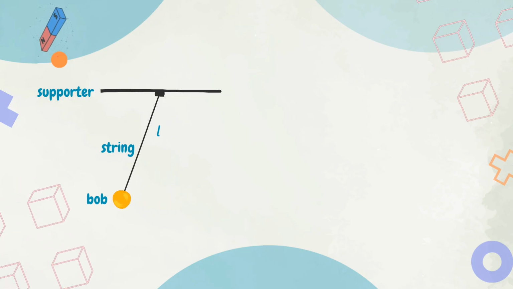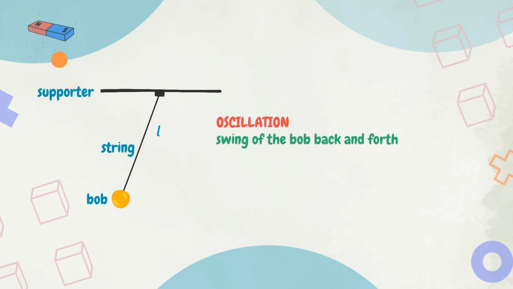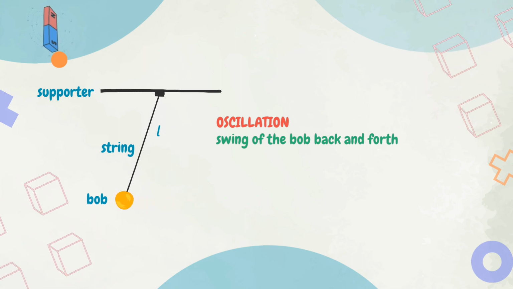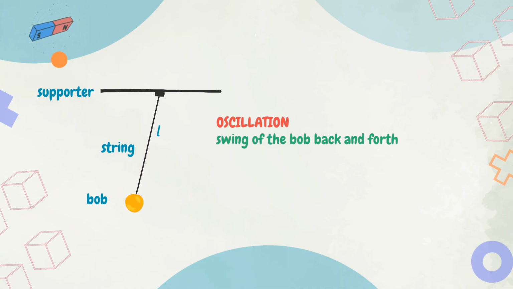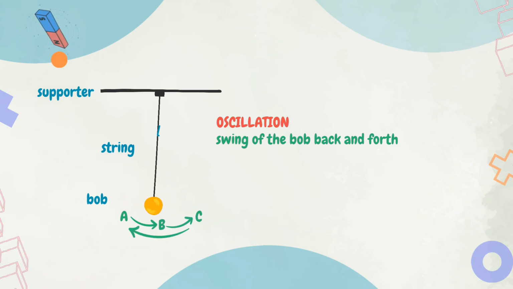The first term is oscillation. Oscillation of the pendulum is the swing of the bob back and forth. One complete oscillation is the swing of the bob forth and back to its starting point. For instance, the pendulum makes one complete oscillation when it swings from point A through point B to point C and back to point A.